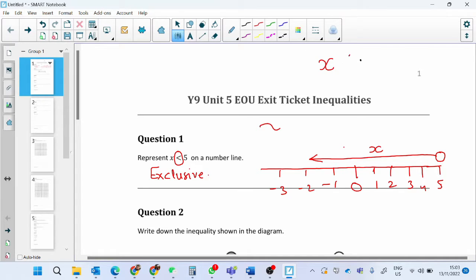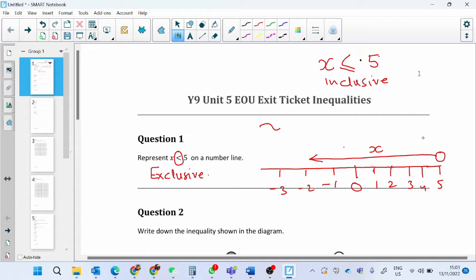x is smaller than or equal to 5, then this type of inequality is called inclusive. Inclusive means that x is smaller than 5 and that includes 5 as well. So 5 in itself is included. X is either 5 or smaller than 5.